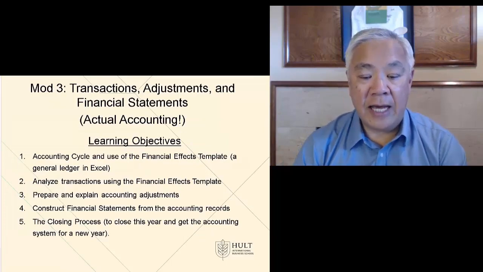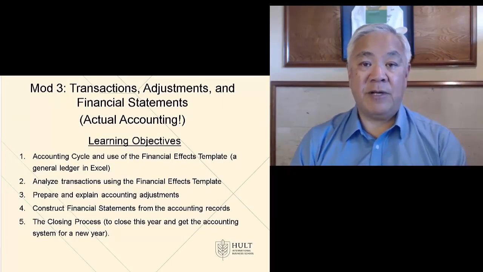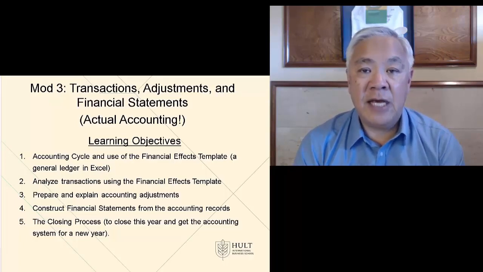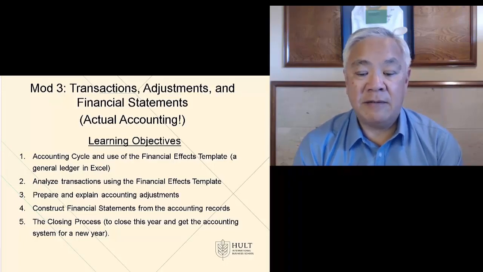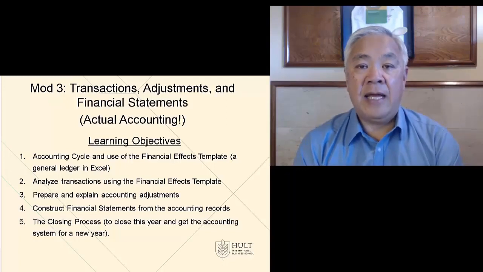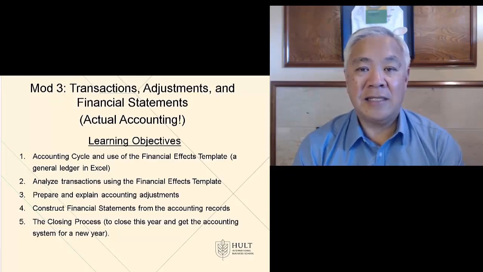So in Mod 3, we're going to look at certain learning objectives. And as mentioned, this is real accounting. We're going to be doing things that accountants do every day to create the financial statements for companies. First, we're going to look at the accounting cycle and how we can use the financial effects template to simulate what it's like to have a general ledger and a traditional accounting system. 2, we're going to do an example using the financial effects template, and you can see how it's intuitive and not difficult, and it flows smoothly from the spreadsheet portion, which is like the general ledger, to extracting key numbers for financial statements, notably the income statement and balance sheet.